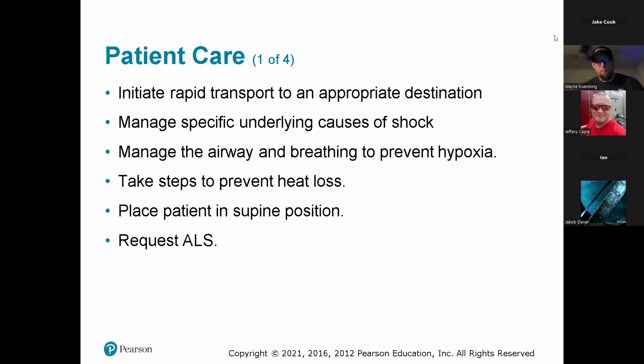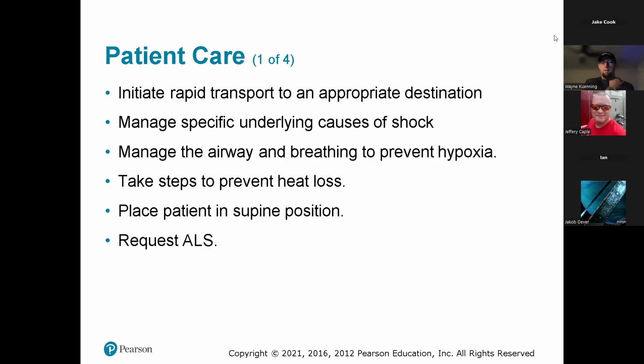Rapid transport, 8 to 10 minute scene times is what I like to preach to people, unless obviously you've got multiple patients and you're waiting for assistance. 8 to 10 minutes is doable. Manage specific underlying causes of shock. Obviously, it's a bleed, stop the bleed. Manage airway and breathing to prevent hypoxia. OPAs, NPAs are not out of the realm of possibility for an EMT, and then utilizing a BVM to assist ventilations if needed. Take steps to prevent heat loss.